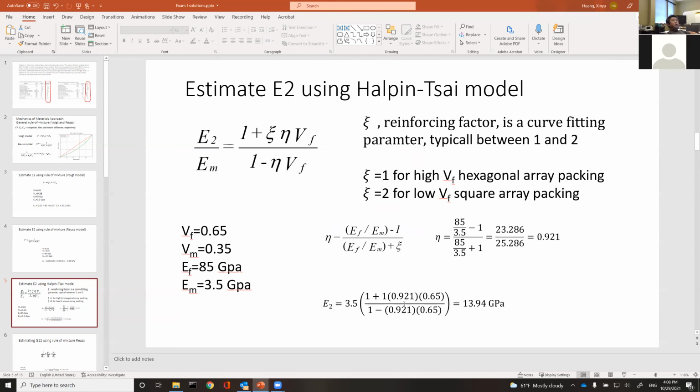Okay. I mean, if you use either one of the models, I will count it correct. It doesn't really matter. You just pick one. If you pick a void model for E2, that'll be wrong. If you pick the Roos model or the Halpin-Tsai equation, both are correct. Halpin-Tsai again is slightly better than the Roos model. Any questions so far?